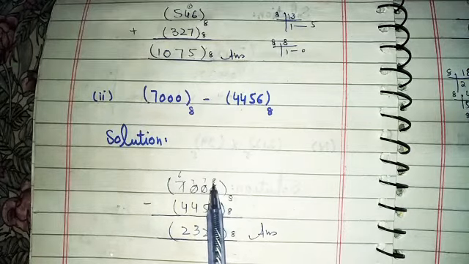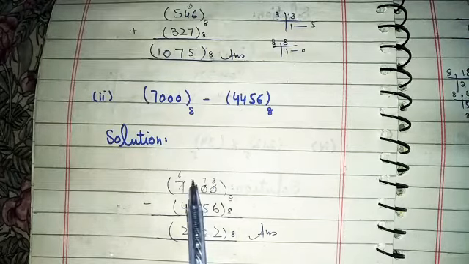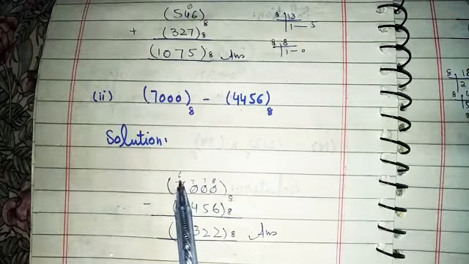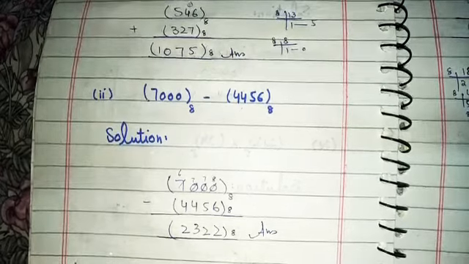Here we have 8. When we subtract 6 from 8, we got 2. When we subtract 5 from 7, we got 2. When we subtract 4 from 7, we got 3. And when we subtract 4 from 6, we got 2. So after the subtraction, our answer is 2 3 2 2 with base 8.